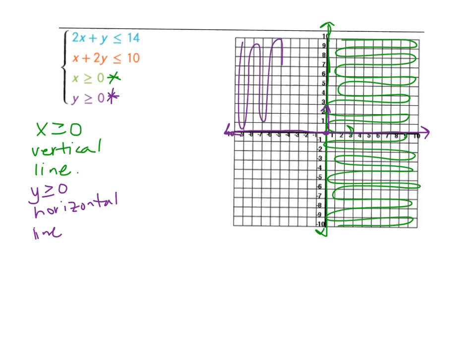Now as we look at this, they really only match in quadrant 1 so far. It'll depend on what the blue and the red look like to get our final answer when we're done. Taking a look at that first inequality, 2x plus y is less than or equal to 14. We need to isolate the y variable.